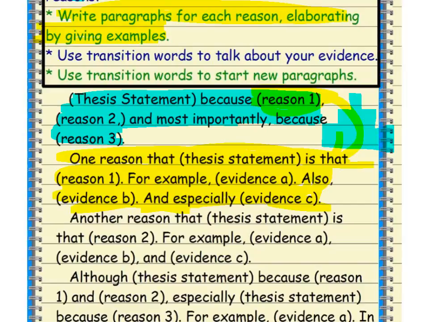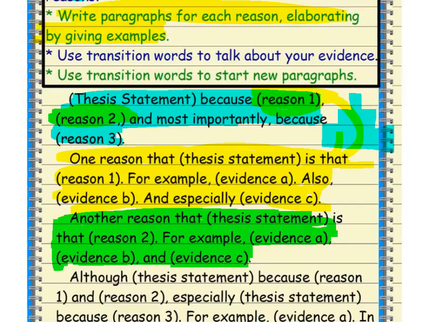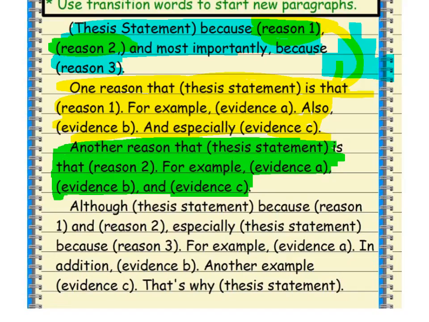And hopefully you're noticing that my reason number 2 also has its own paragraph right here. Another reason that thesis statement is that reason 2. For example, evidence A, evidence B, and evidence C. So all of my reason 2 ideas should all go together in my next paragraph. So you're probably guessing what's going to happen next is you have a reason 3, and your reason 3 has its own paragraph as well.